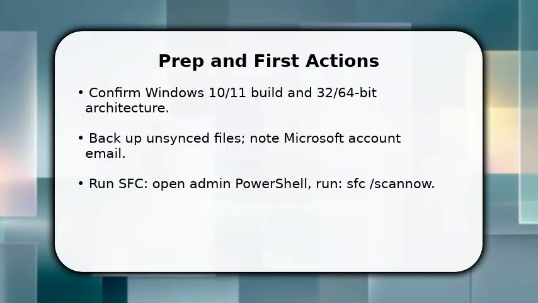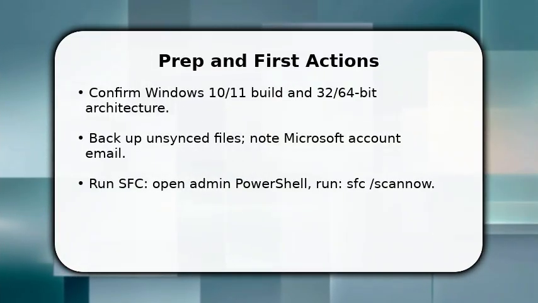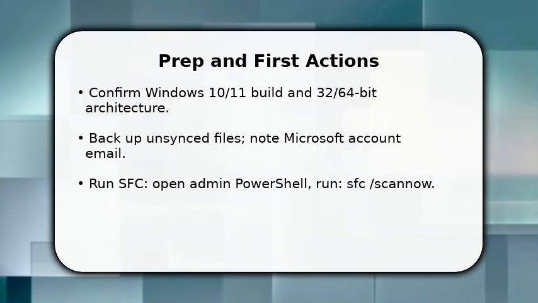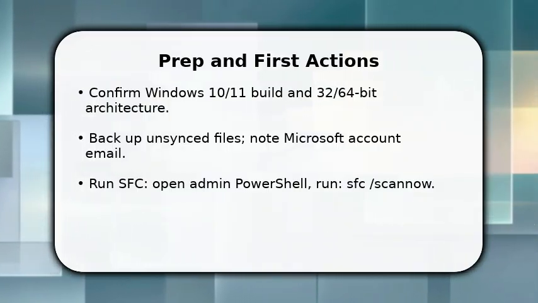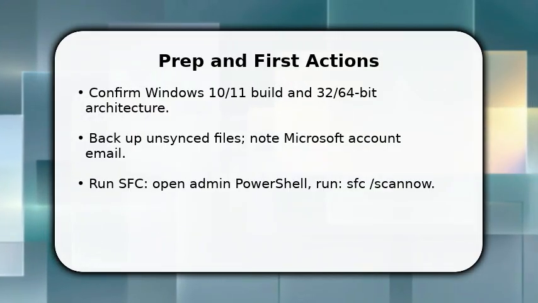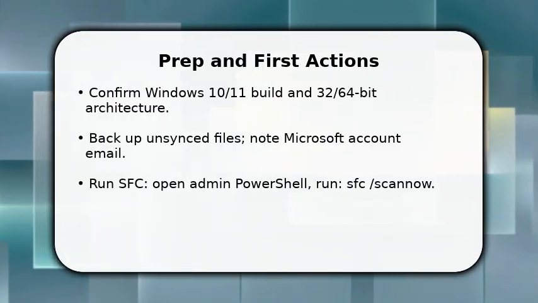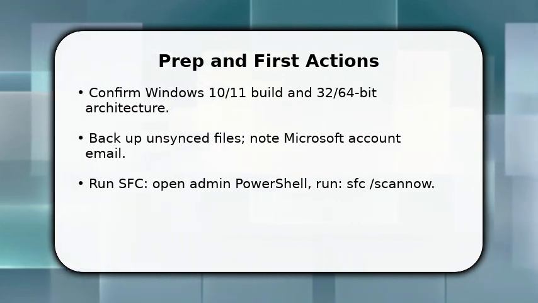You start by confirming system details, Windows build, and whether you have 32 or 64-bit, because mismatched binaries cause entry point errors. Once done, back up any unsynced OneDrive files and note the Microsoft account you use. Next, open an elevated PowerShell and run sfc /scannow to repair corrupted system files. This fixes missing or damaged DLLs that OneDrive expects. Make sure Windows Update is current before proceeding to the repair or reinstall steps.